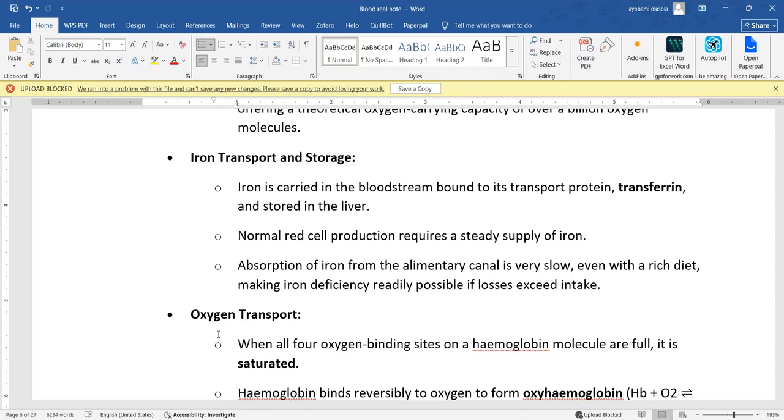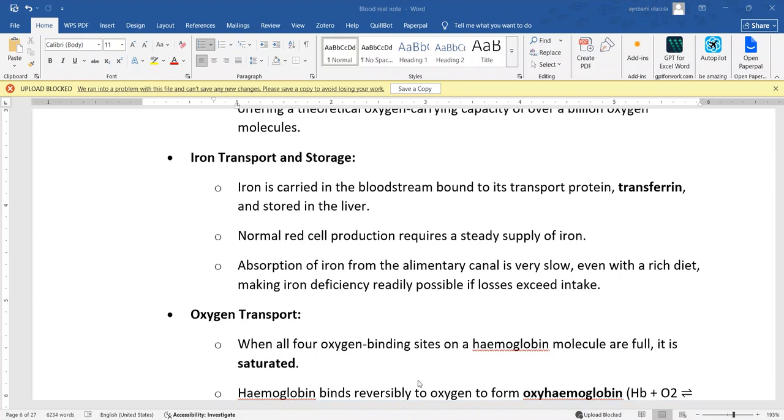Now, the absorption of iron from what we eat, you know that some of the food that we eat also contains iron, but the absorption of iron from the alimentary canal is very slow. So when you take a diet that is very rich in iron, it might not still be absorbed. But a way you can improve the absorption of iron from the alimentary canal is by taking it with vitamin C. So if you are taking a diet that is very rich in iron, you must also take a diet that is very rich in ascorbic acid or vitamin C. This helps the absorption of iron from the alimentary canal.